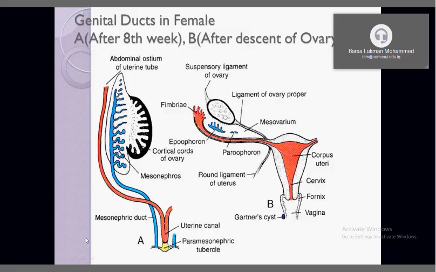And we can see that the Wolffian duct in the female regresses, apart from certain remnants, represented by the epoophoron, paroophoron, or Gartner cyst, this blue colored remnant.